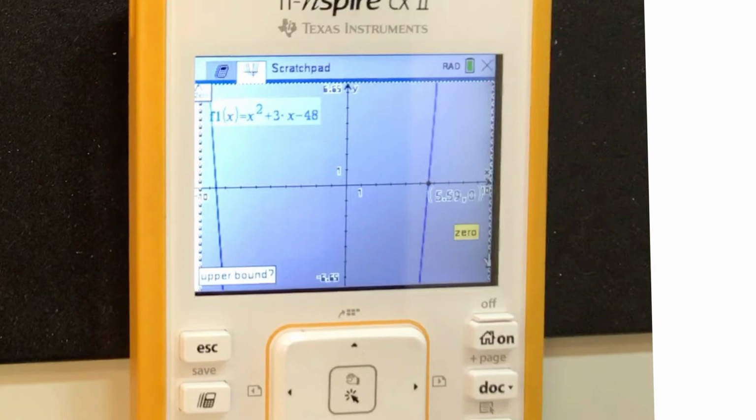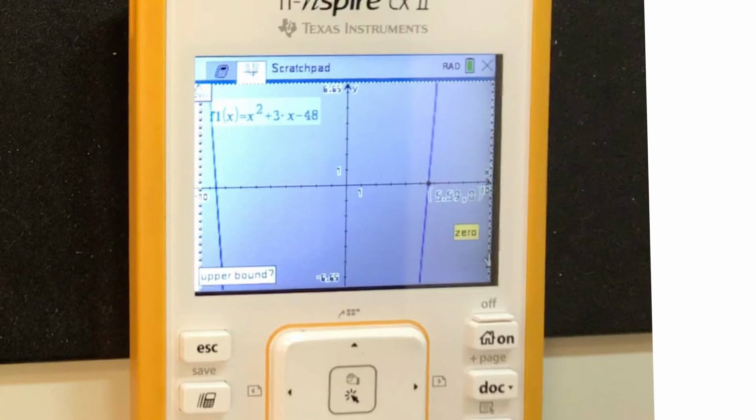Menu 6-1. Okay, so I'm going to click there, and it shows me that it crosses on that side at negative 8.59, so that's one value of x to make that. You could do Control T, but I just like this way better.